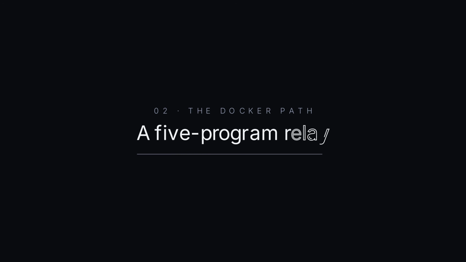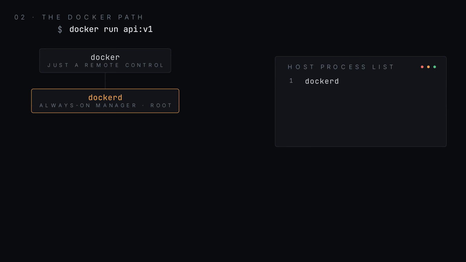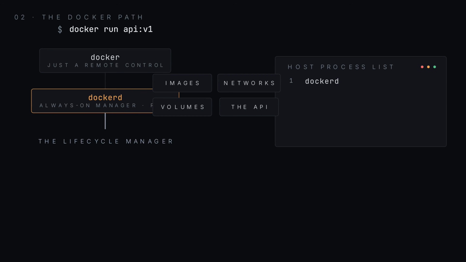Start with Docker. The Docker command you type in your terminal is only a client, a remote control. It does not build containers itself. Instead, it sends a request over a local connection to a service that has already been running in the background, usually since your computer booted, called dockerd. Think of dockerd as Docker's always-on manager. It keeps track of downloaded images, networks, and volumes, and it answers Docker's API, but even Docker does not create containers directly. It asks a second background service called containerd to do it.